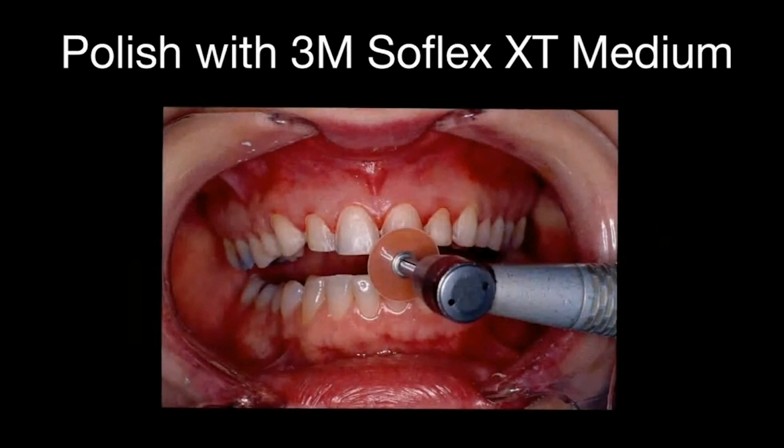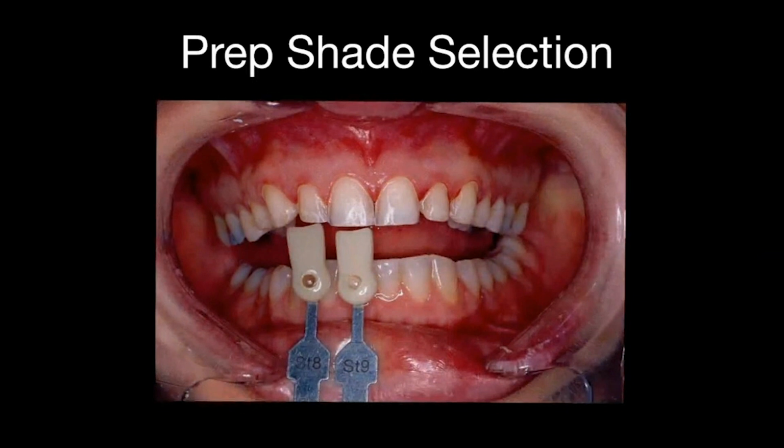So here's a case. I'll take the case now in the preps and I polish with a 3M Softflex XT medium disc, making the preps nice and shiny. And then from there, I'm doing my shade selection here of the prep shade.